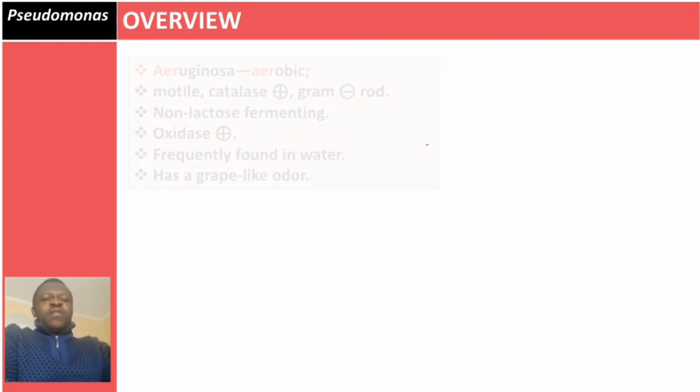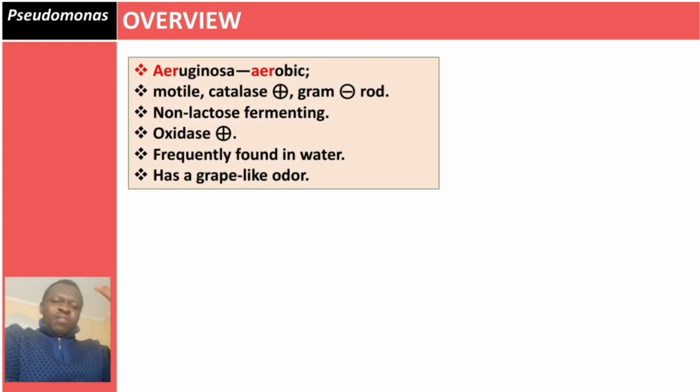Right, now it's time for an overview. Right, so firstly, general characteristics, right? So Pseudomonas aeruginosa, you can see the spelling, aeruginosa, aerobic. So it's an aerobe. It is motile, catalase positive, gram-negative rod. It is a non-lactose fermenter, oxidase positive, and frequently found in water. It loves water, right? And it has a grape-like odor.